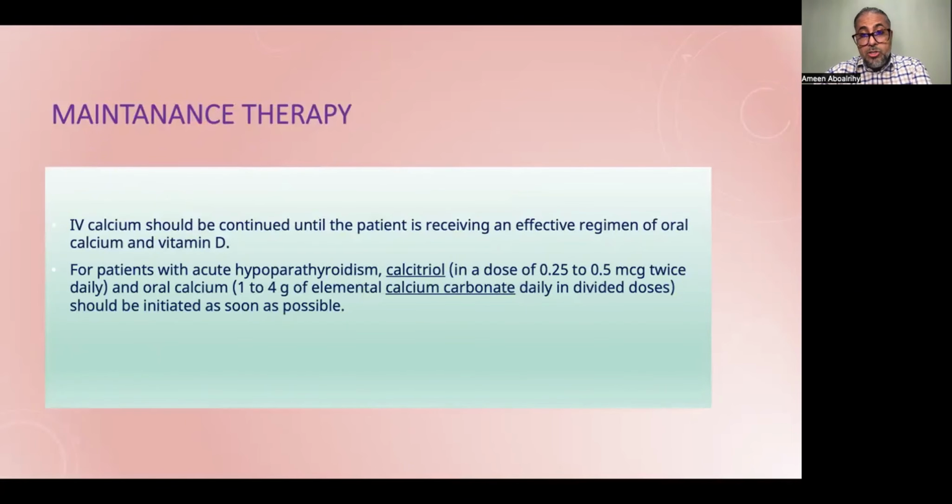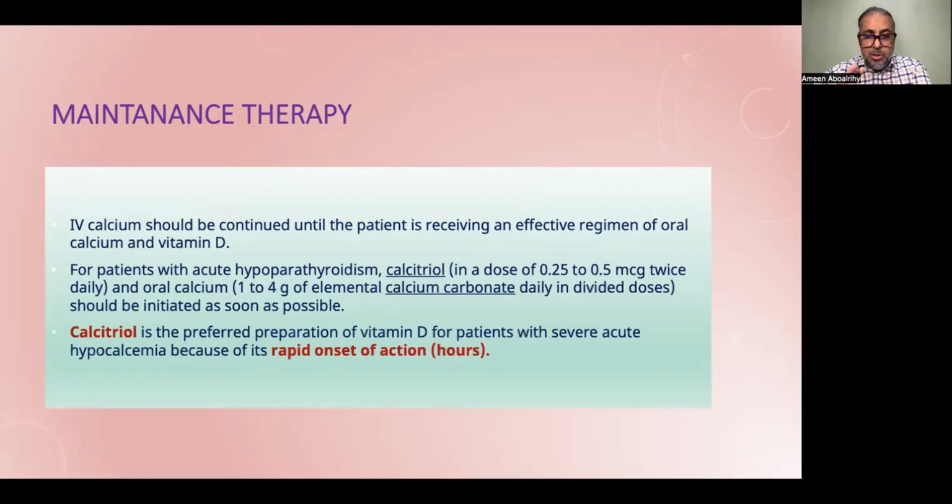So you start your patient with calcium, and you make sure that vitamin D is on board. Calcitriol is usually a good one to start with because it has a rapid onset of action.